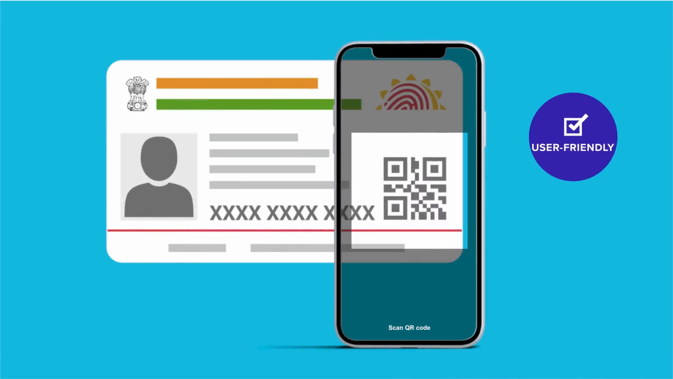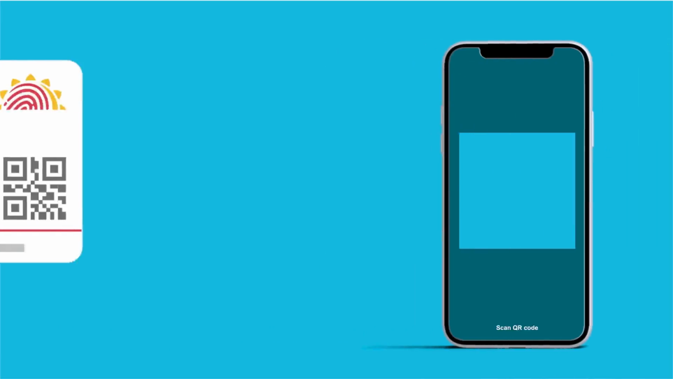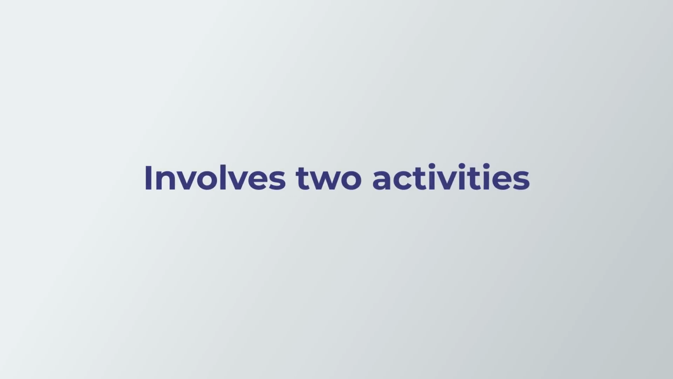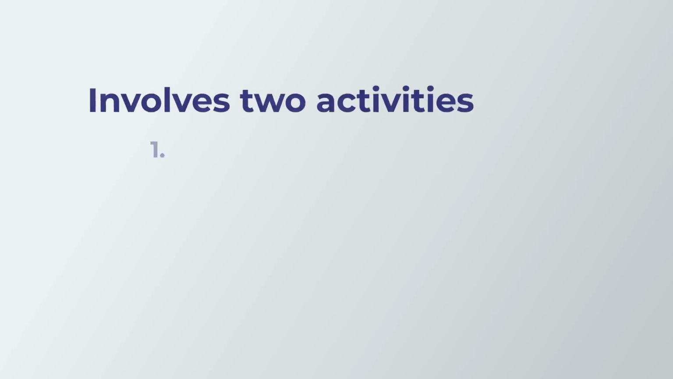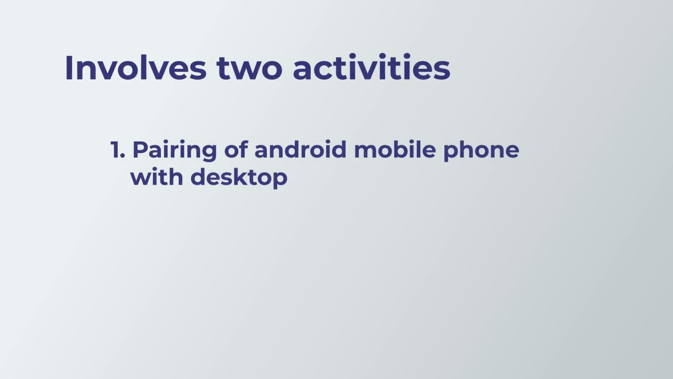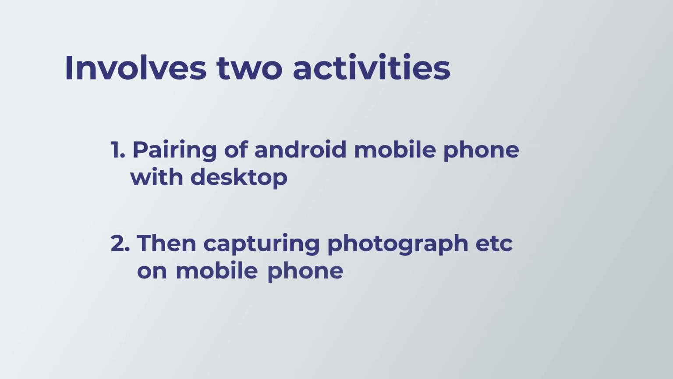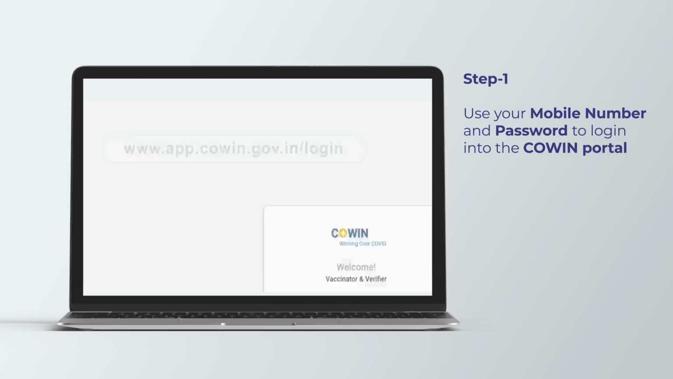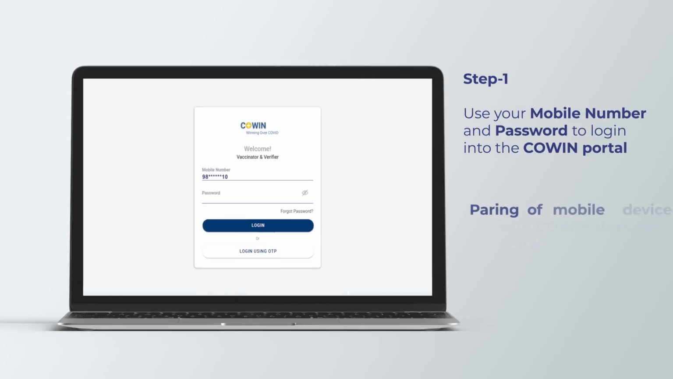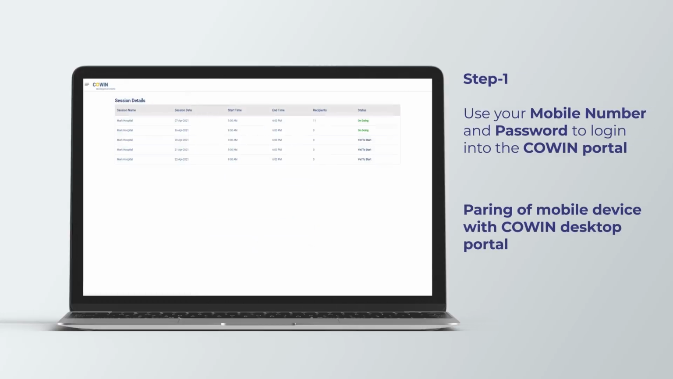Let's check out the steps. The whole process of using mobile interface involves two activities. First, pairing of Android mobile phone with desktop and then capturing photograph etc. on mobile phone. Step 1. Log into the CoWIN portal on your desktop. Pairing of mobile device with CoWIN desktop portal.